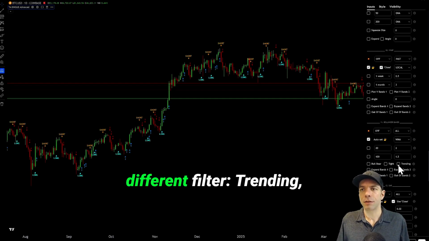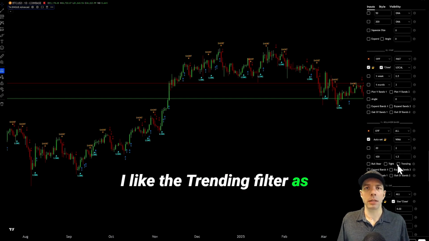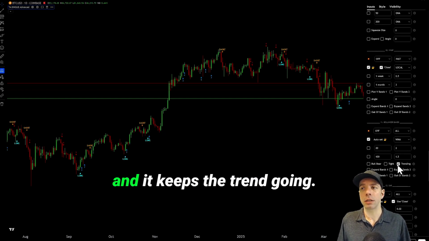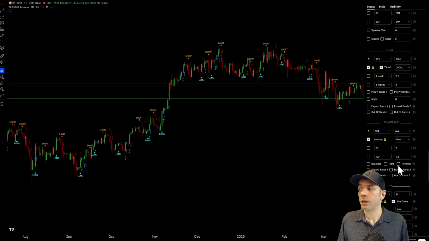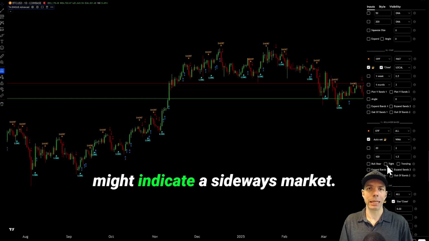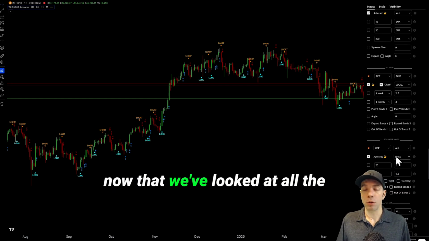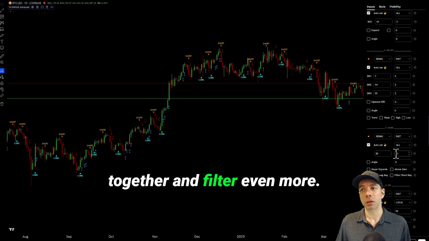Bollinger Band has different filters: trending, tight, and bull bear. I like the trending filter as it filters out a lot of signals and it keeps the trend going. So on and off. Tight will filter out the bands when they're contracting, which might indicate a sideways market. Now that we've looked at all the filters, you can combine them together and filter even more.